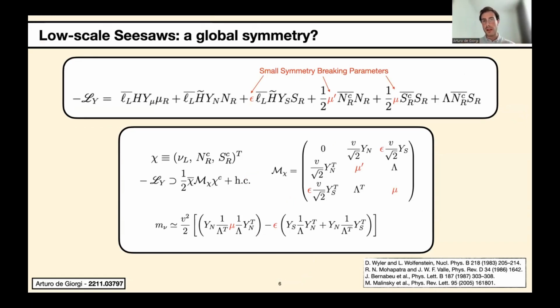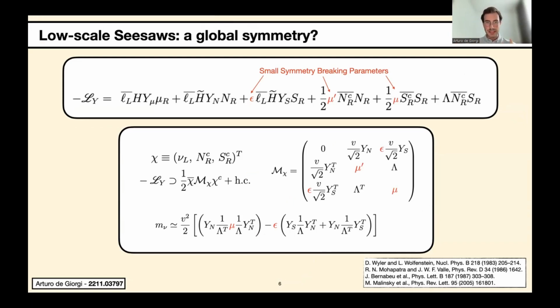Here I have two right-handed neutrinos, N and S, and we impose lepton number as a global symmetry. So we write all terms that respect lepton number, but we allow for small breakings of the symmetry. We want the symmetry to be very robust, but not exact.